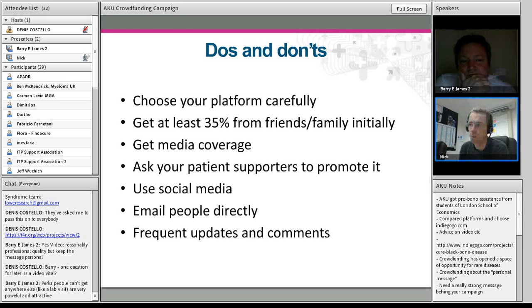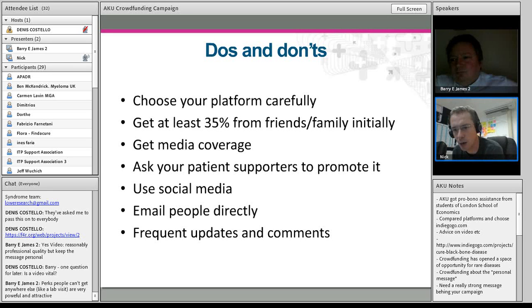Ask your patient supporters to promote it. We've had a family in Canada who've been just amazing. The parents have just been promoting it, and they've brought in thousands of dollars worth of donations. Use social media, your Twitter, your Facebook, all that kind of stuff. Email people directly. That's very important.